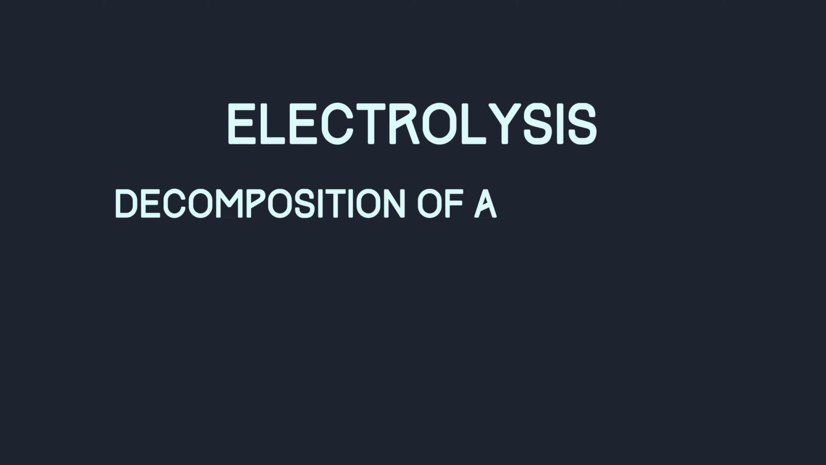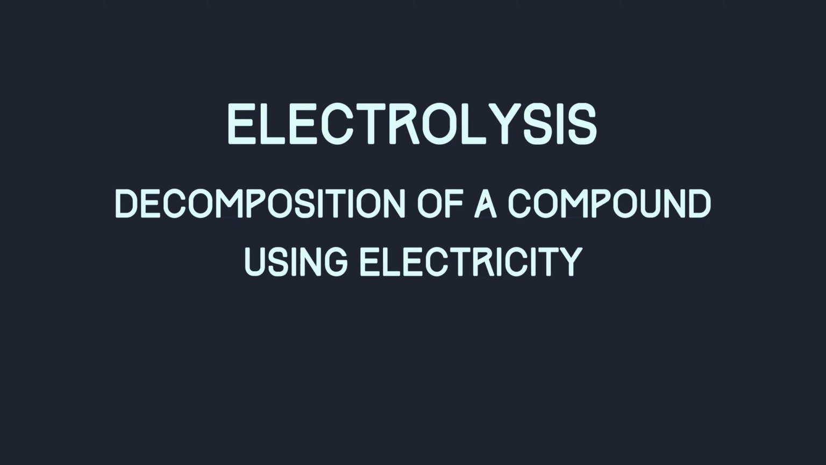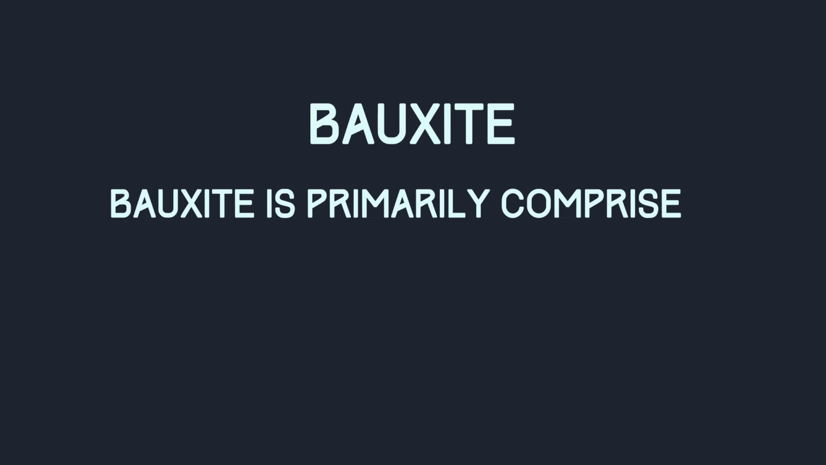Hi there, my name's Arnie, and in today's video we'll be looking at GCSE electrolysis. Now, electrolysis is simply the decomposition of a compound using electricity. For this particular example, we'll be looking at bauxite, otherwise known as the aluminium ore or aluminium oxide.